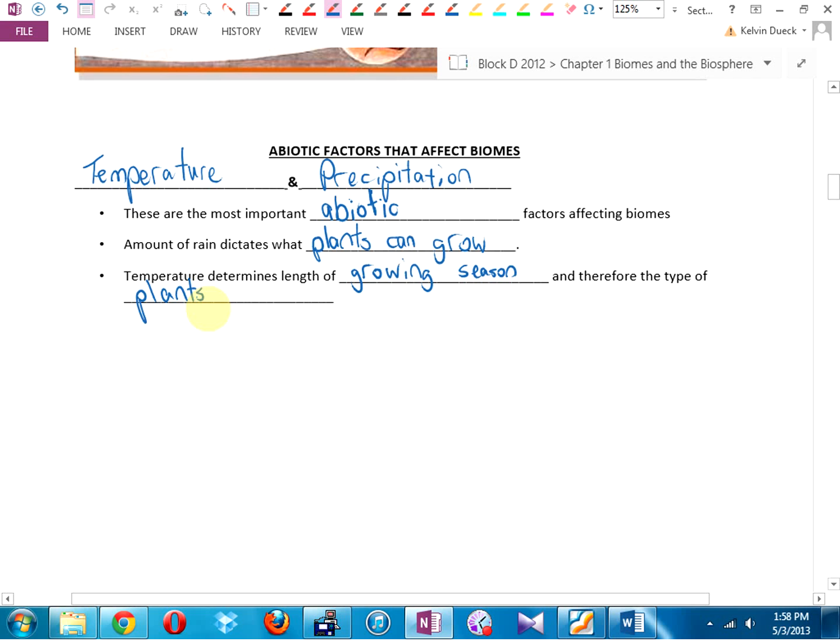Hot desert, not much rain, not many plants. Cold desert, that's the Arctic. Not much precipitation, not many plants.